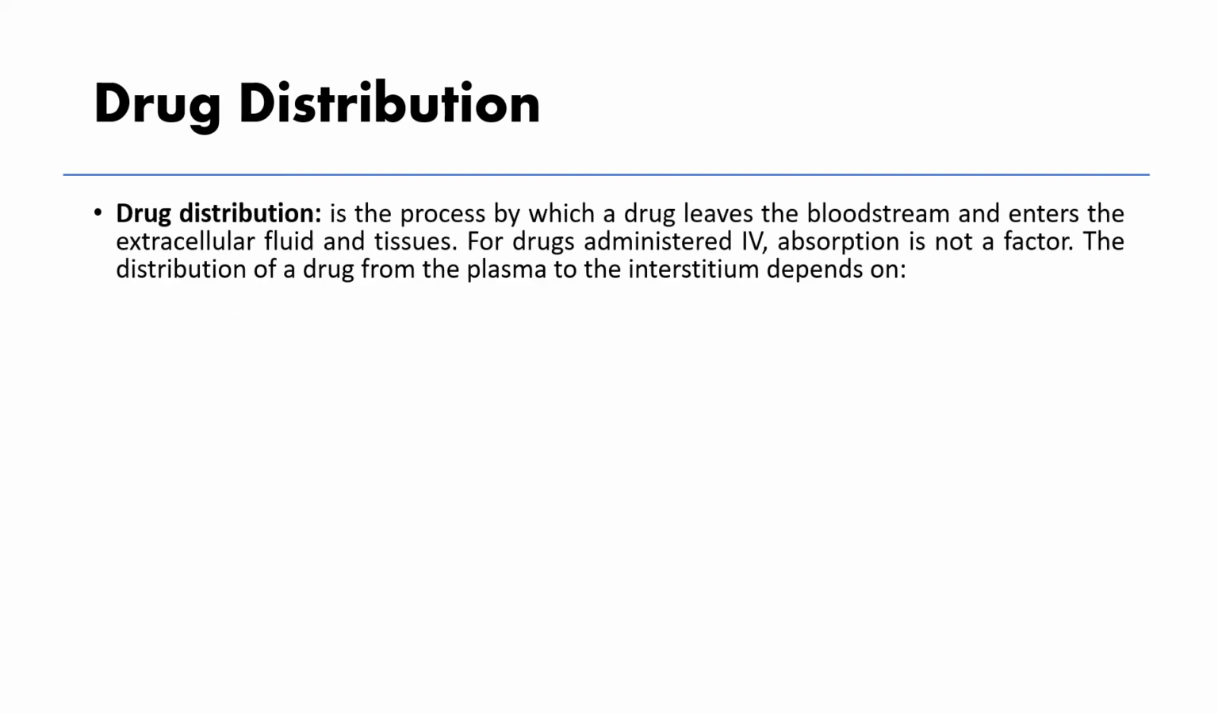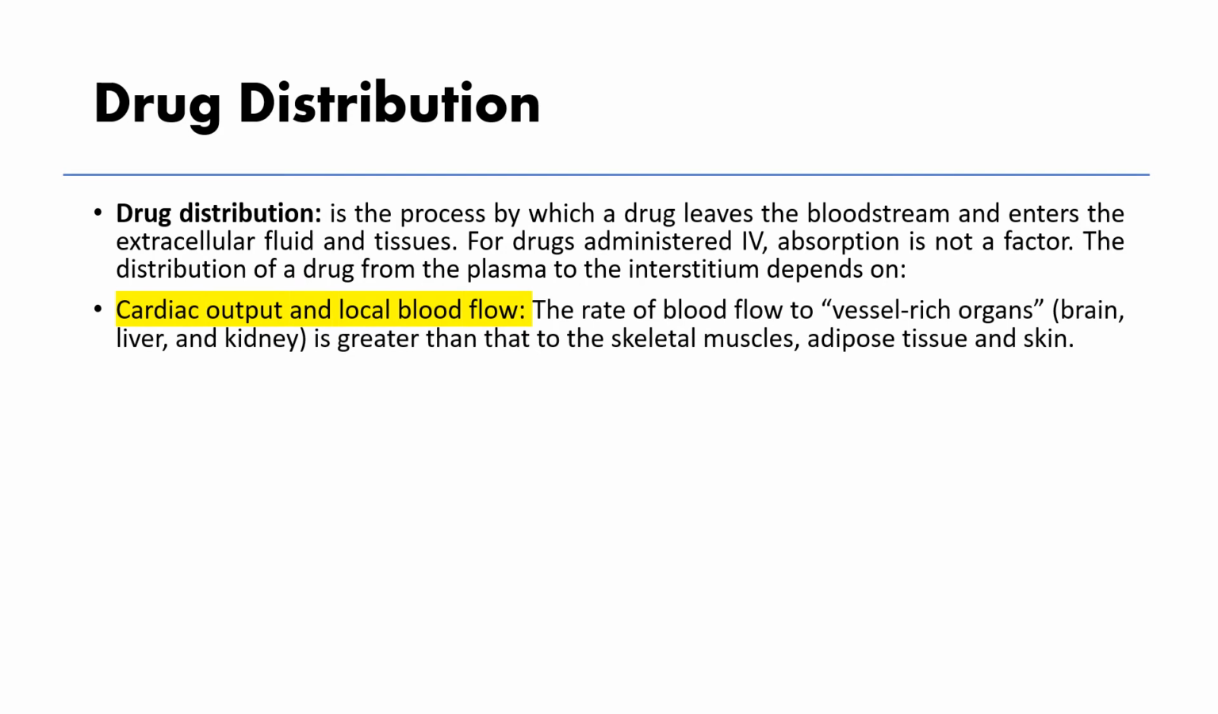Step number two in the body's handling of a drug is drug distribution. Drug distribution is the process by which a drug leaves the bloodstream and enters into the extracellular fluids and tissue. For a drug administered IV, absorption is not a factor. The distribution of a drug from the plasma to the interstitium depends on, number one, cardiac output and local blood flow. The rate of blood flow to the vessel-rich organs like brain, liver, and kidney is greater than that of skeletal muscles, adipose tissues, and skin.